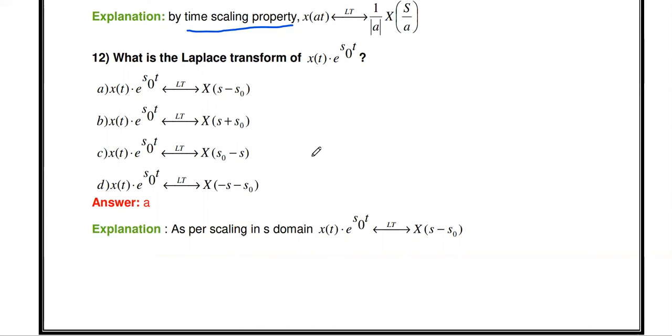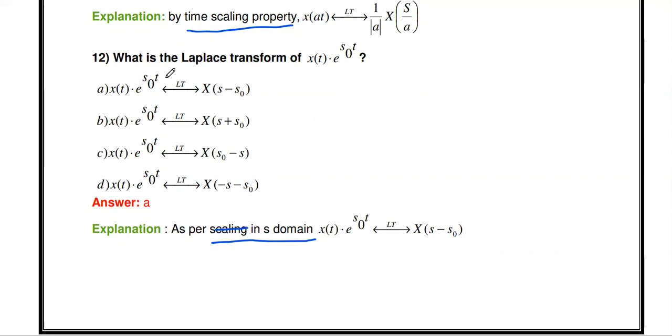So this is the property shifting in s domain. As per the shifting in s domain, any signal x of t multiplied with e power s naught t means the Laplace transform of this product is the Laplace transform answer X of s shifted by s naught amount. Okay, this is the shifting in s domain property. As per this property, which one is correct?